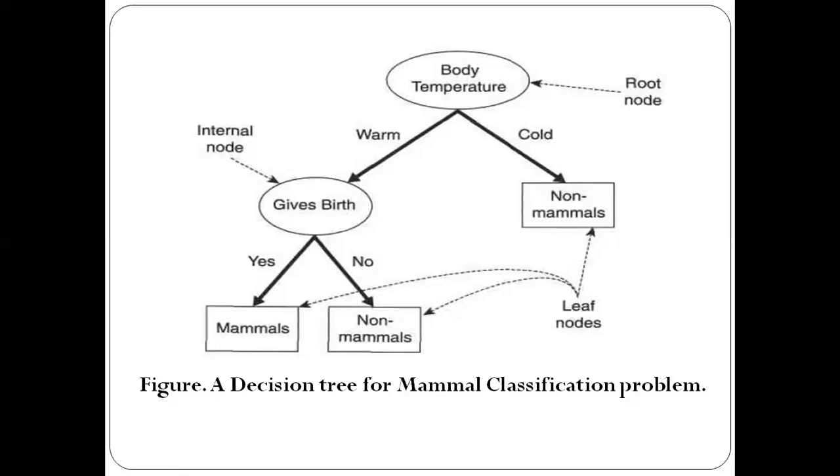Now coming to the structure of the decision tree. This decision tree mainly contains two kinds of nodes. One is the root and the internal nodes, and the second one is the leaf nodes. The class labels have been assigned at the leaf nodes. So mammals and non-mammals have been assigned to leaf nodes. And the test conditions have been present at the root or the internal nodes. So this is the root and these are the internal nodes. Test conditions will be present either at the root or the internal nodes.